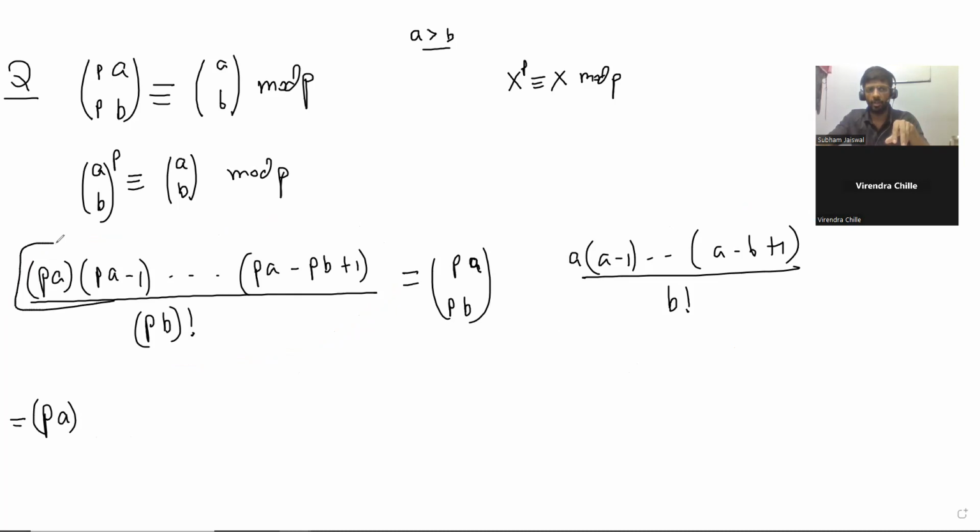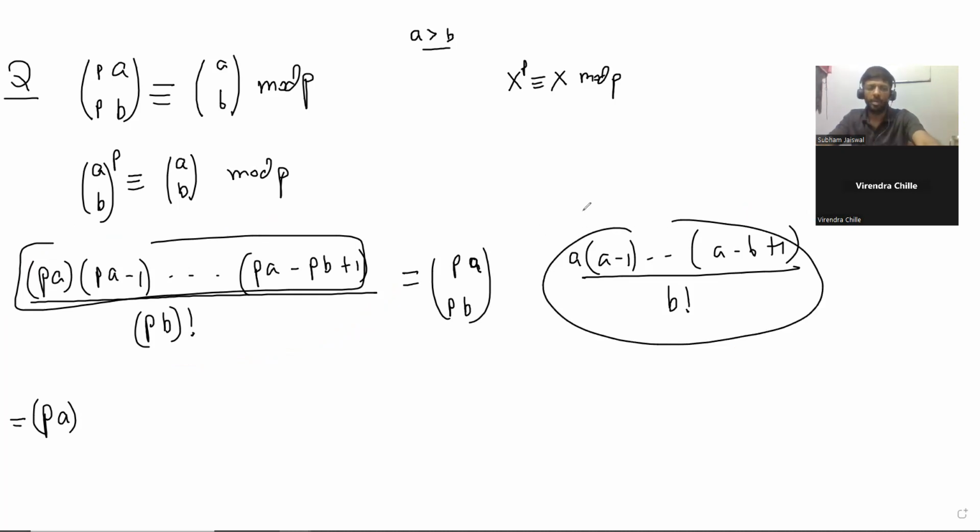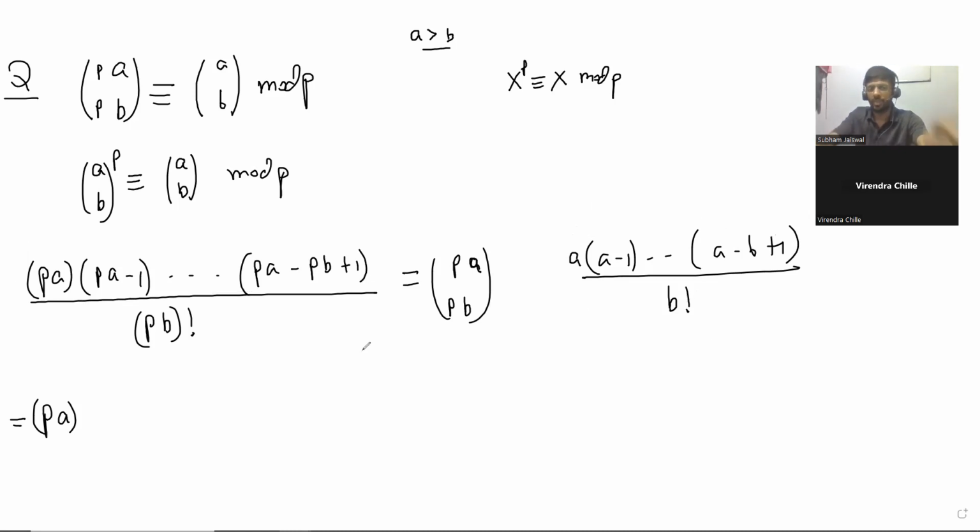Because you see in the numerator, there are PB terms, and in the denominator, there are PB terms. But here you don't have PB terms. You only have B terms in the numerator and B terms in the denominator. So the simplification must happen on the left one. So that's the general intuition.